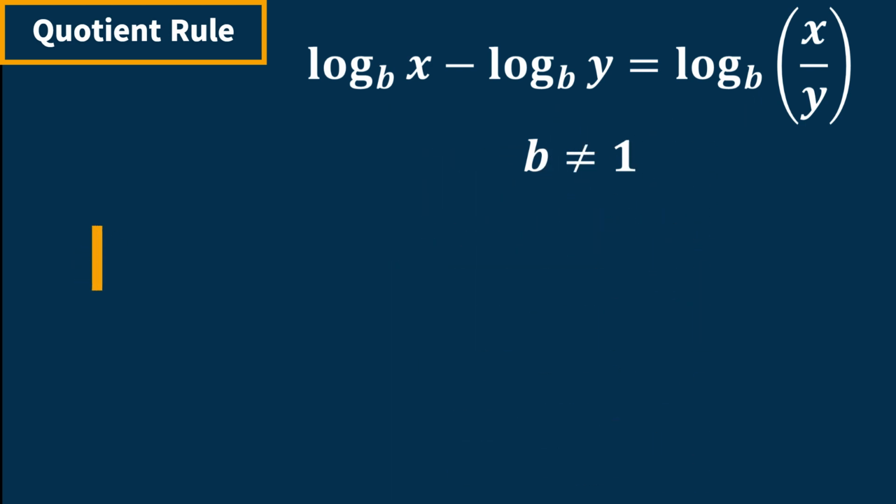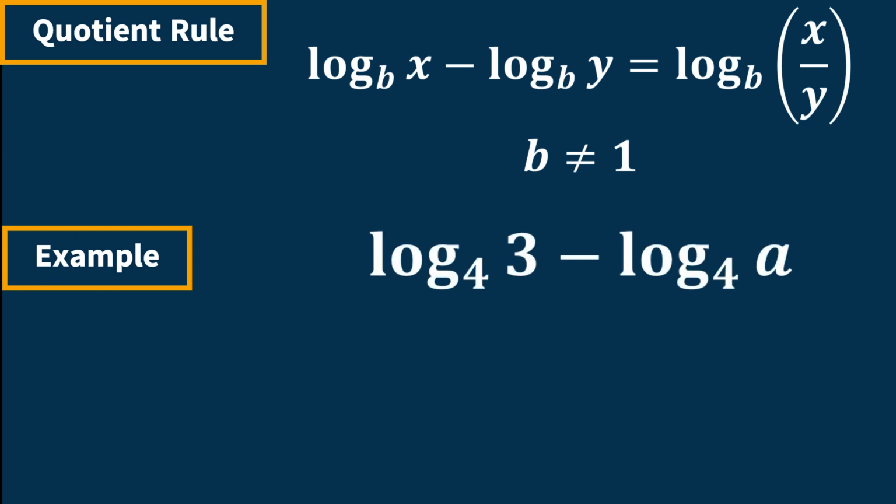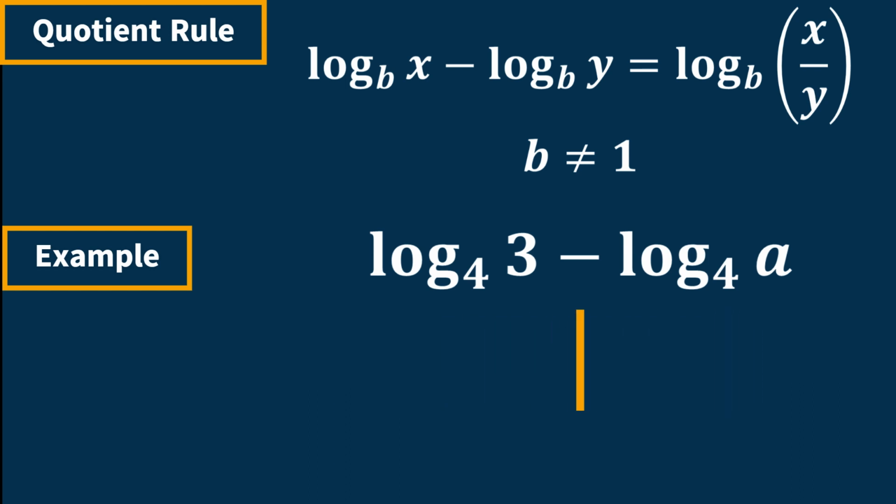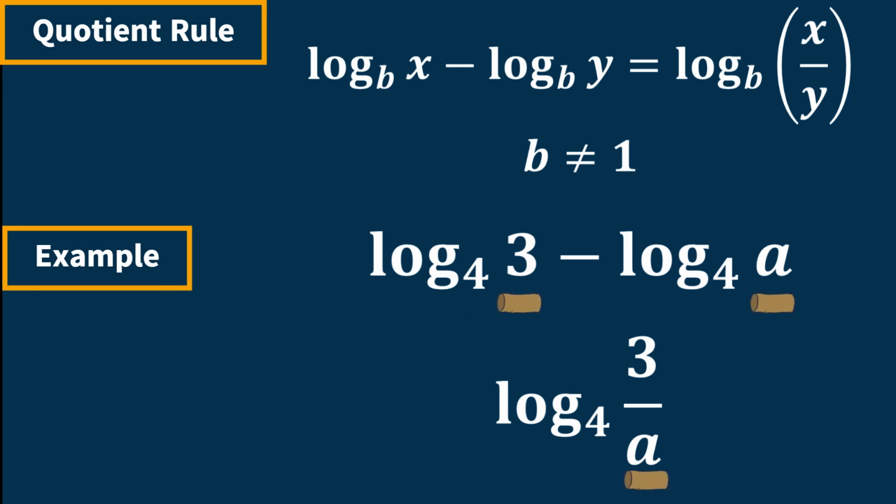We have log base 4 of 3 minus log base 4 of a. Applying the quotient rule, we can condense the log. The condensed log becomes log base 4 of 3 divided by a.